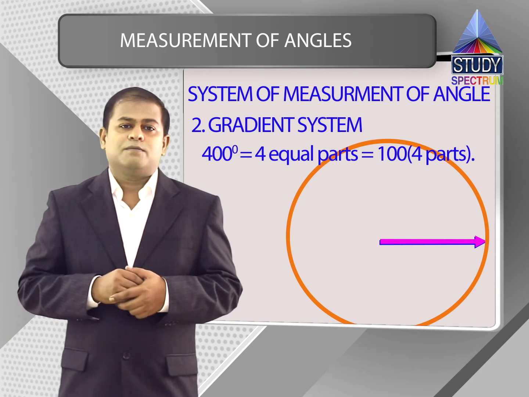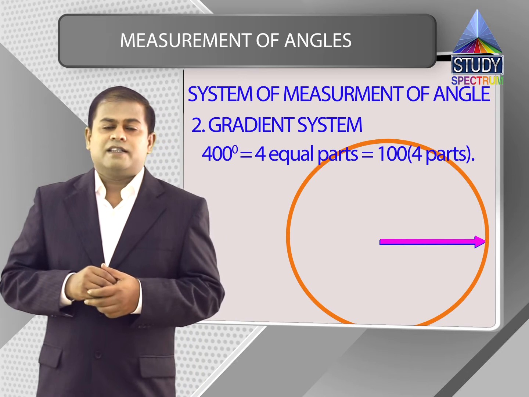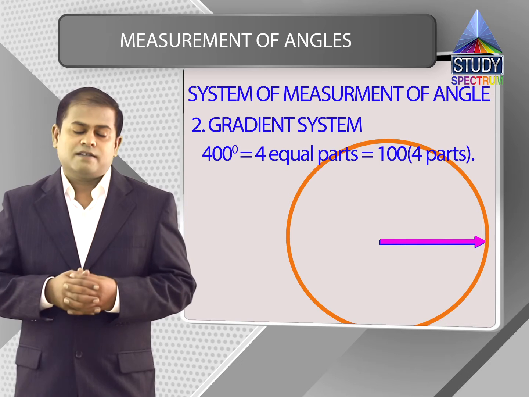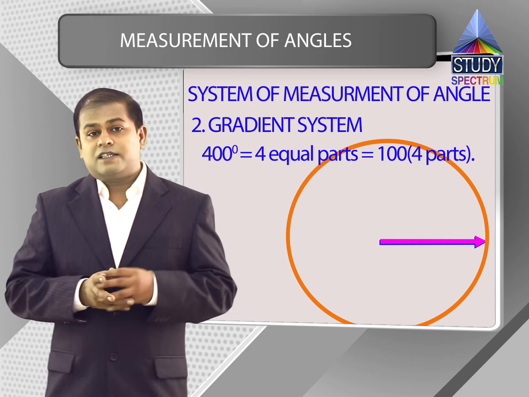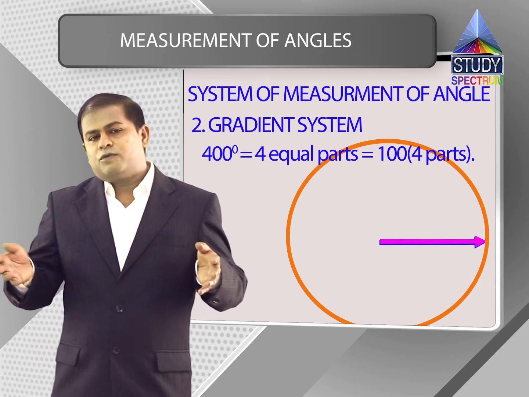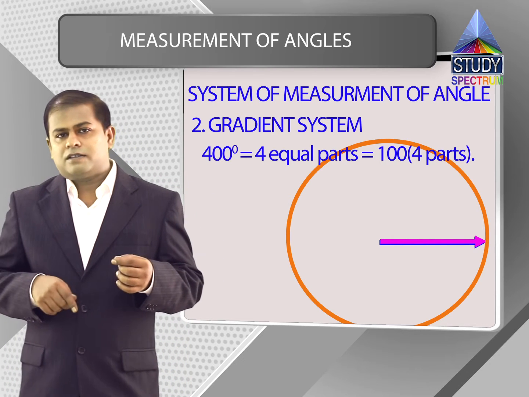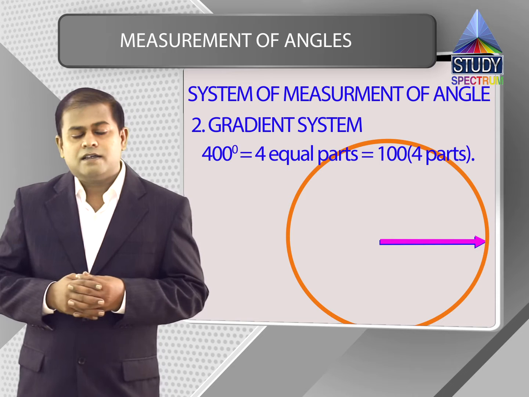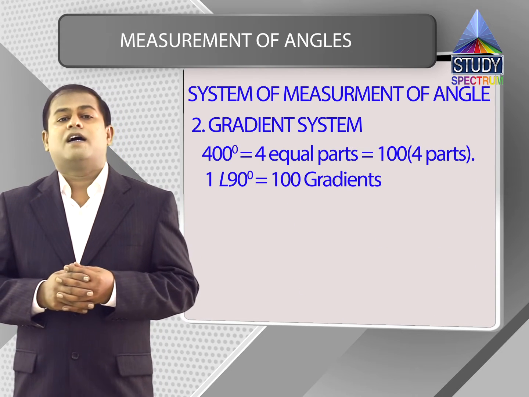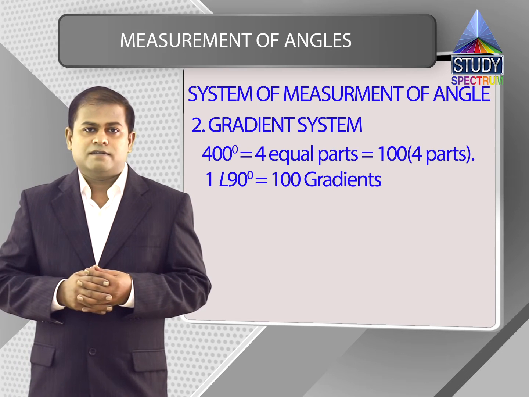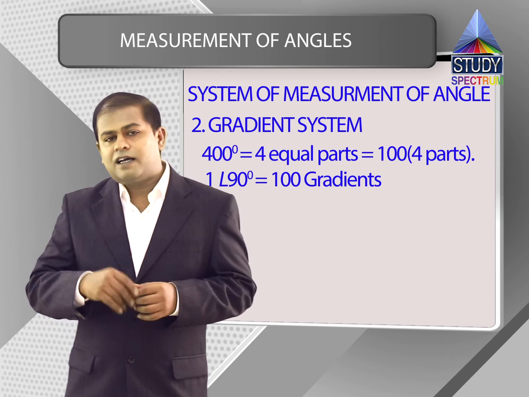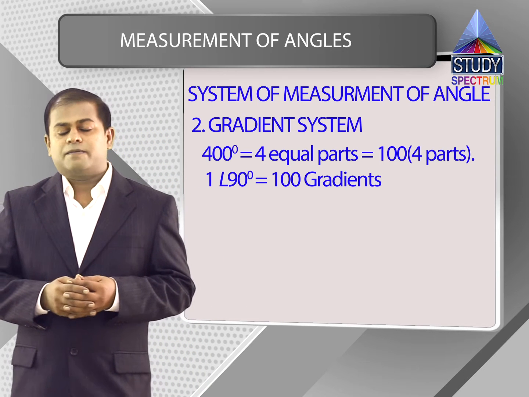So in this system, we say that the full circle angle is 400 gradients. Instead of saying 360 degrees, now I will say 400 gradients. And then they divided it into 4 equal parts to make one right angle, and they said one right angle has a measure of 100 gradients, right? So the one which we are measuring as 90 degrees, now I will say it is 100 gradients.